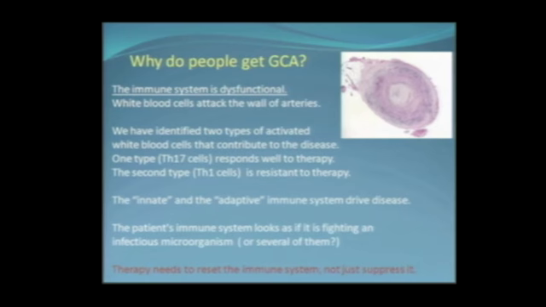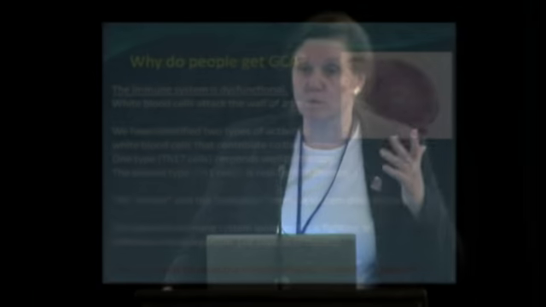We know by now that there are at least 2 types of activated white blood cells that contribute to the disease. One type is called Th17 cell, and you will hear about these cells. And they respond very well to therapy. And there is another type, they are called Th1 cells. By the way, the Th1s are older than the Th17s. You hear that from the numbering, right? And they are relatively resistant to therapy. That's an issue for us. That makes it difficult, because if we could stamp them out, I think we would be in much better shape.